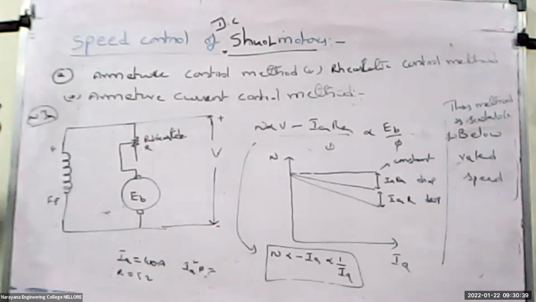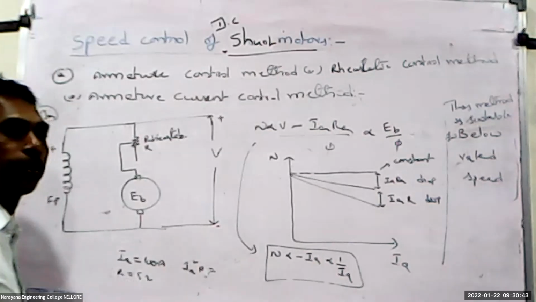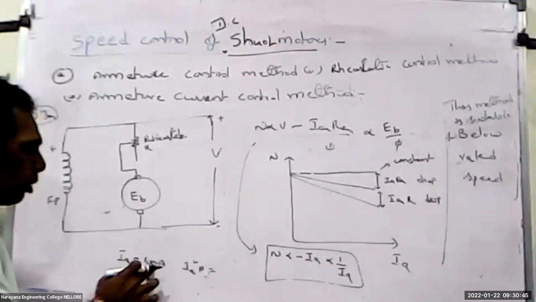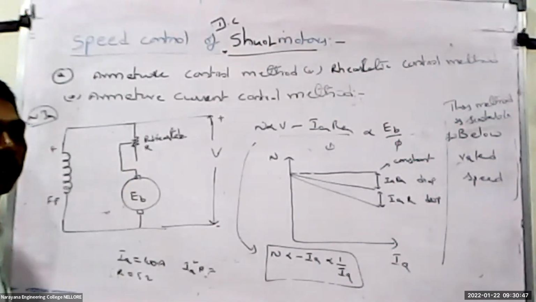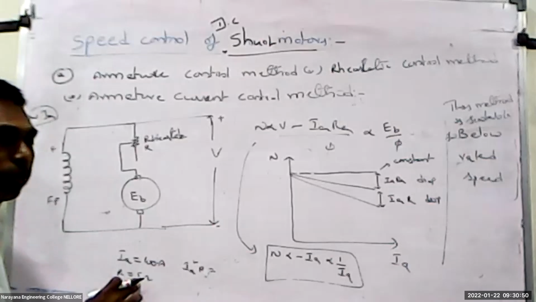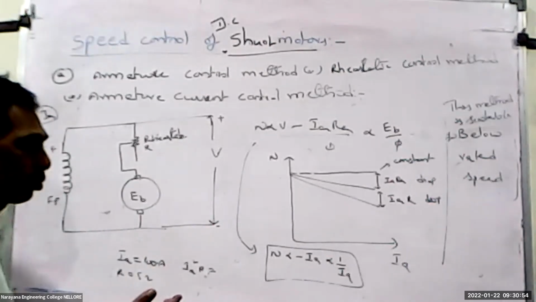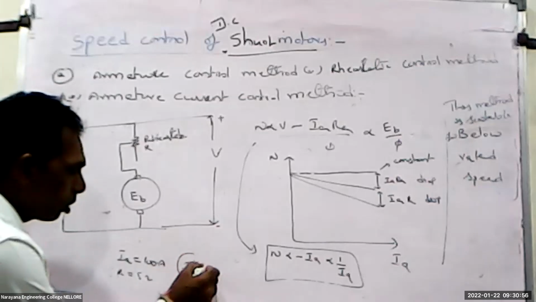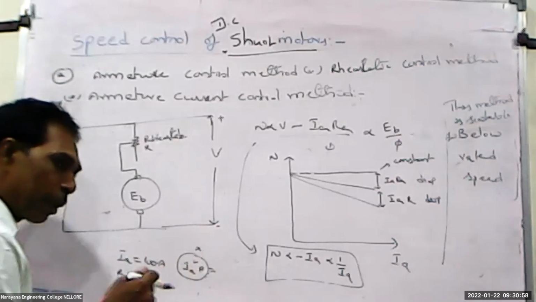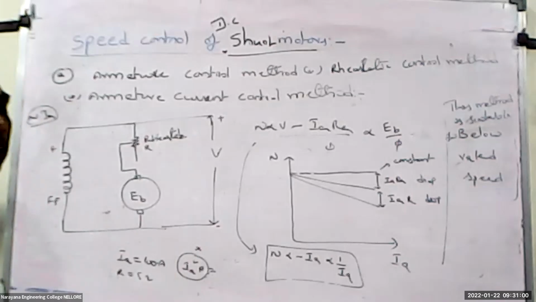Suppose this is 5 ohms. What is the value? IA square into R. 100 square means 10,000 into 5, which is 50,000. 50,000 watts is the power loss. So this method is used only if it is compulsory. Otherwise, we do not use this method.